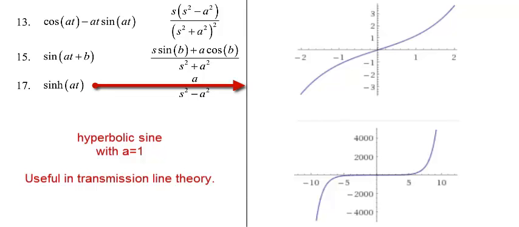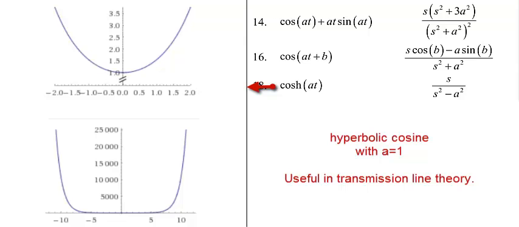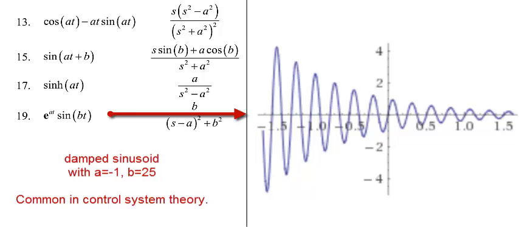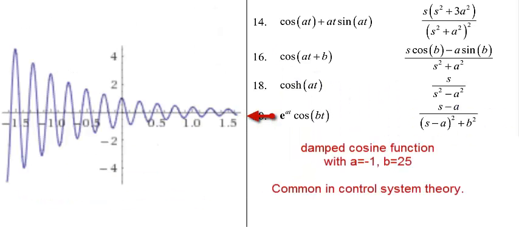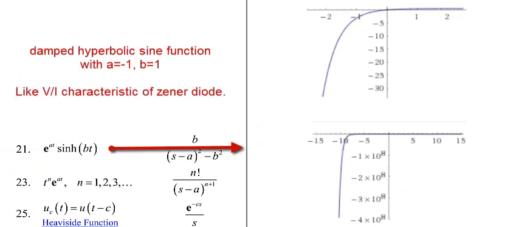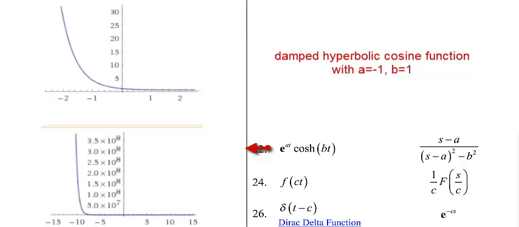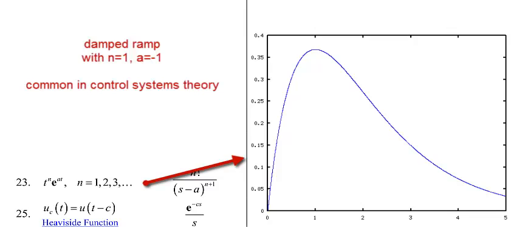Hyperbolic sine is useful in transmission line theory. Hyperbolic cosine is useful in transmission line theory. Damped sine wave, useful in control system theory. Damped cosine function, useful in control system theory. Damped hyperbolic sine function, looks like a Zener diode characteristic. Damped hyperbolic cosine function. Damped ramp, common in control system theory.